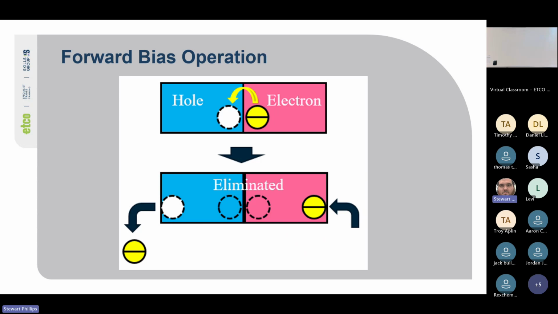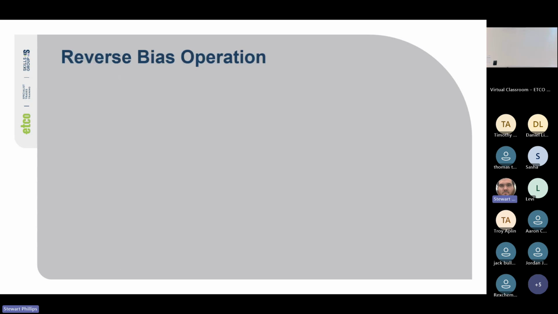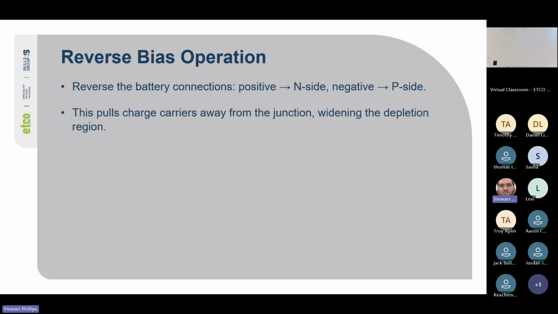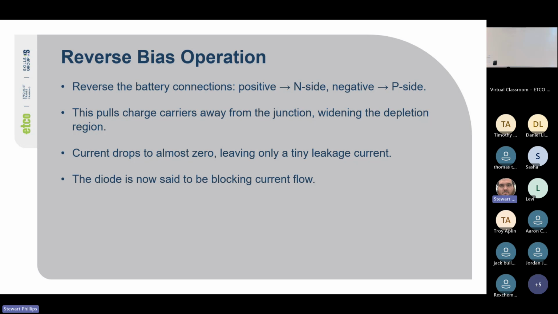Cool. So now that we have forward bias, we look at reverse bias. So we reverse the battery connection. So positive now goes to the N side and the negative to the P side. This pulls charge carriers away from the junction, which widens the depletion region. So we're pulling out the extra electrons and the holes, and we're leaving those depleted ions in the middle. There's going to be a lot of them. So our current drops to almost zero, leaving only the tiniest little bit of leakage current. The diode is now said to be blocking current flow.